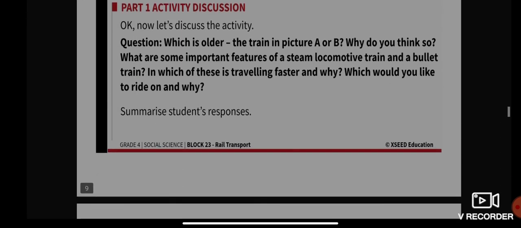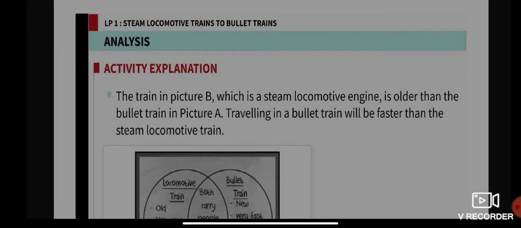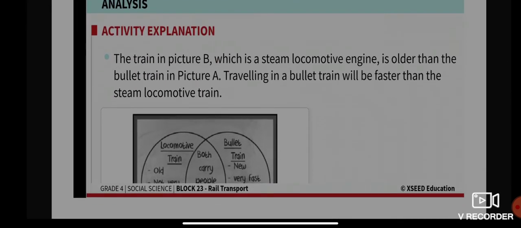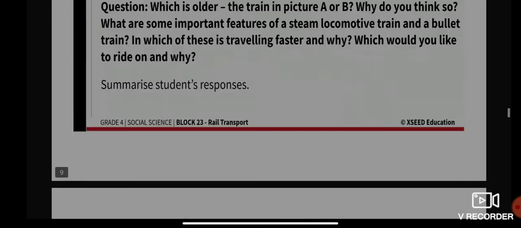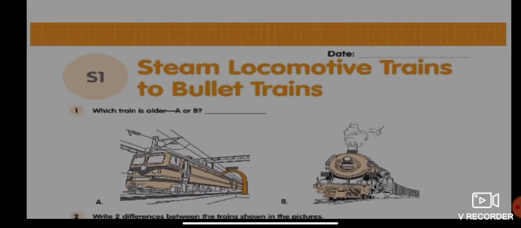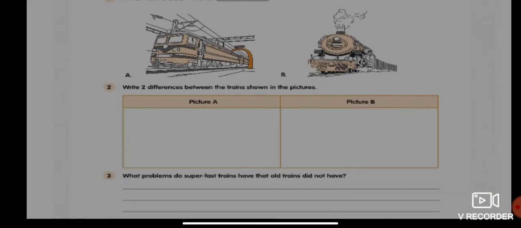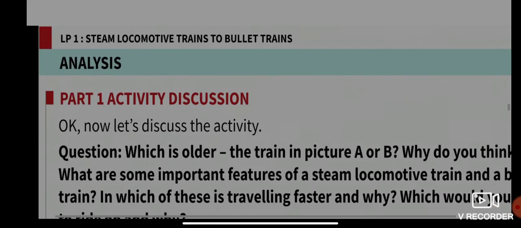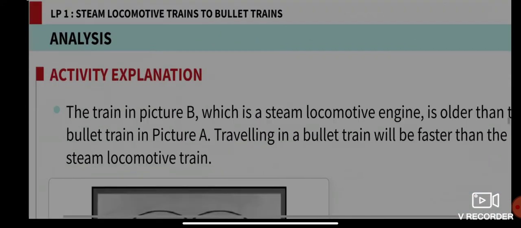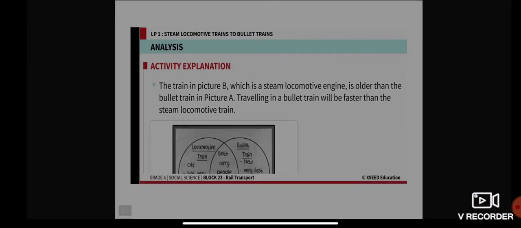Okay, now listen carefully. The train in picture B, which is a steam locomotive engine, is older than the bullet train in picture A. So remember, picture A is a bullet train, whereas picture B is a steam locomotive train. So B is obviously older than A.